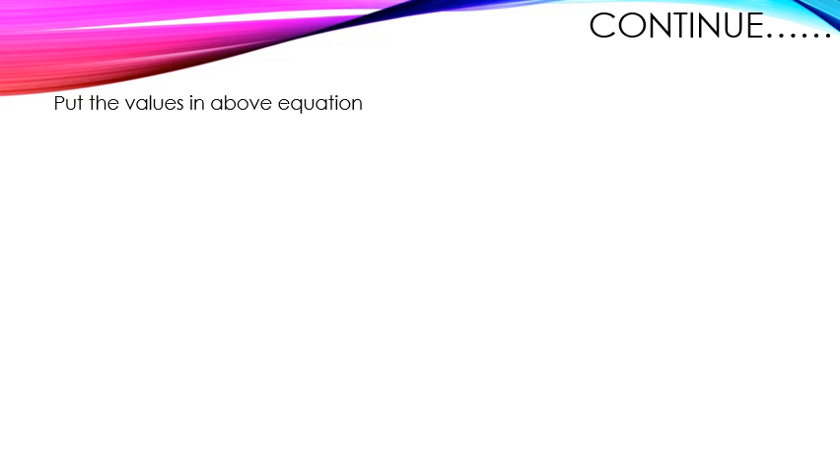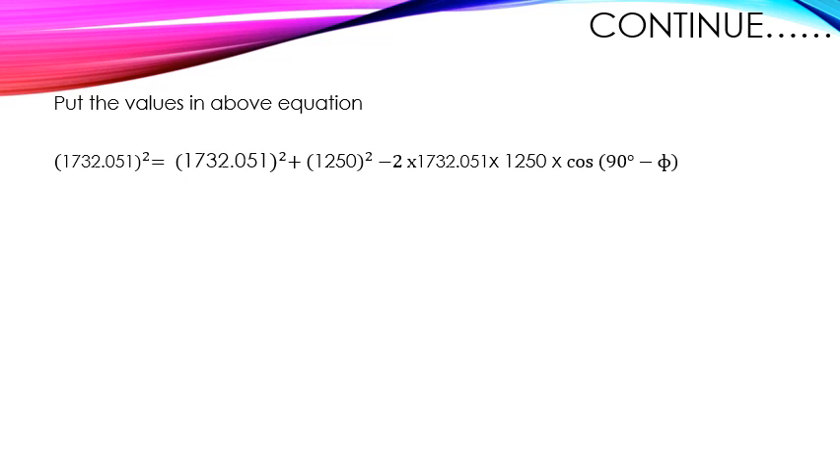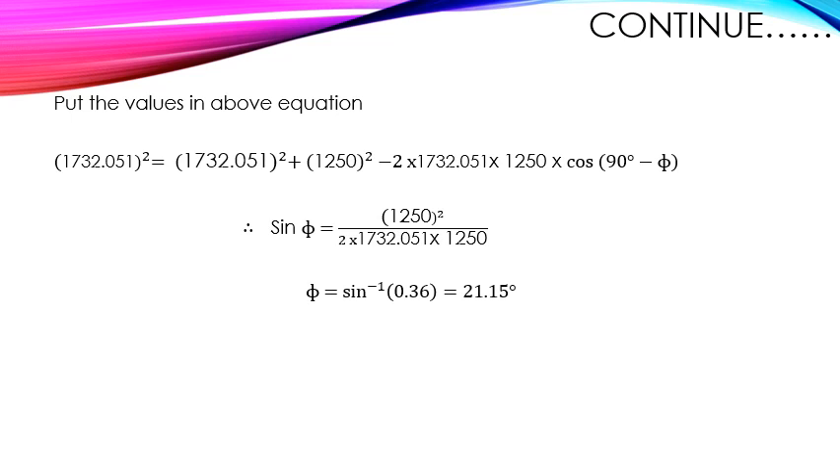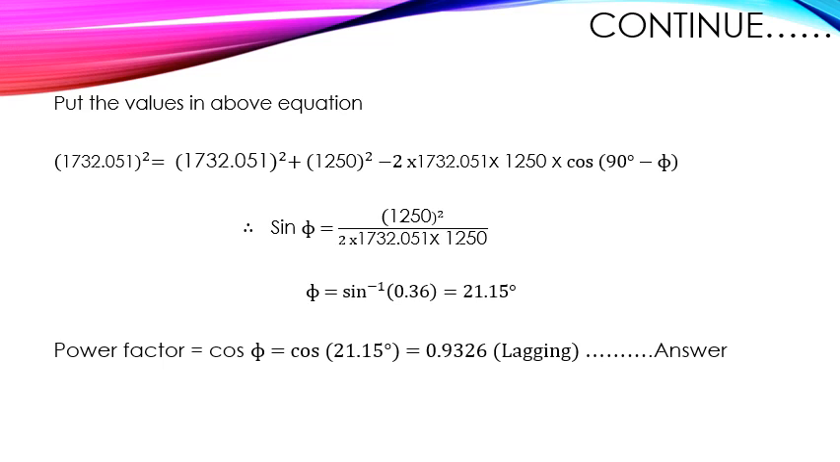So here put the values and we can get angle phi. First we'll get the sine phi and then take the sine inverse of that. So the angle phi is equal to 21.15 degree. Then using that we can determine the power factor, that is cos of phi, and that is 0.9326 lagging. So this is the answer.